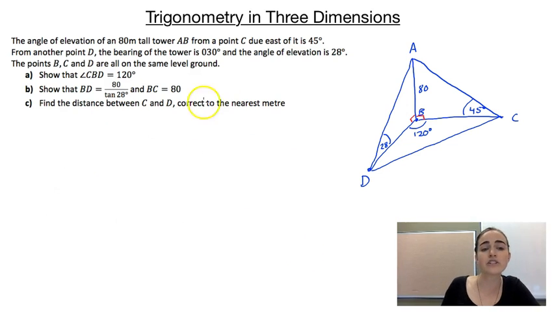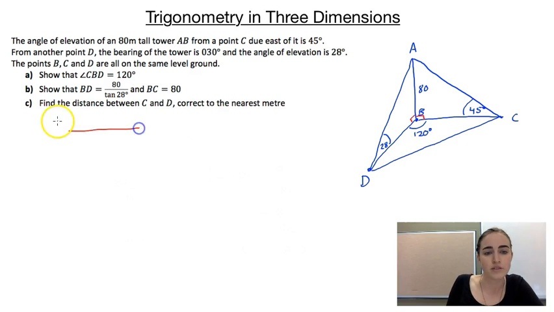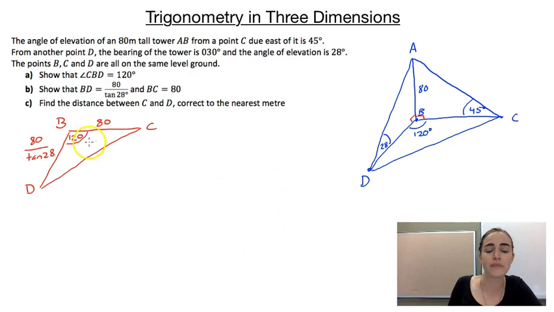So part C of our question asks us to find the distance between C and D. So that's the length of this side along here. And it asks us to answer correct to the nearest metre. So to do this, I'm going to draw that bottom triangle separately. So we've got B, C, D is over here. And we're trying to find this length of this side. Now we know that this is 120 degrees. We just figured out that BC was 80 and the length of BD was 80 over tan 28, whatever that works out to be. And we're trying to find this length CD along here.